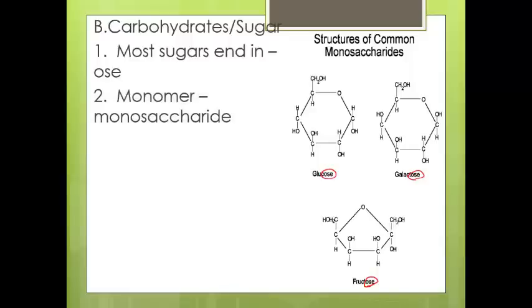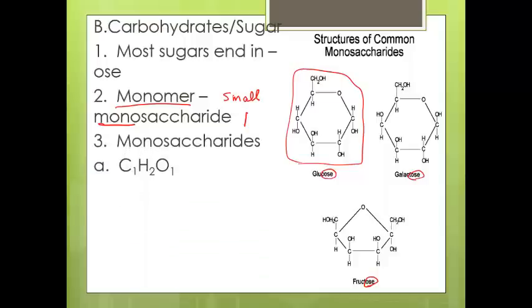The monomer for a carbohydrate is a monosaccharide. Remember, monomer is small. So these are small objects, small chemicals, and literally mono means one. So monosaccharide literally means one sugar. Saccharide is a word for sugar. And so this is a monosaccharide, this one chemical right here. That's as small as a sugar can be.